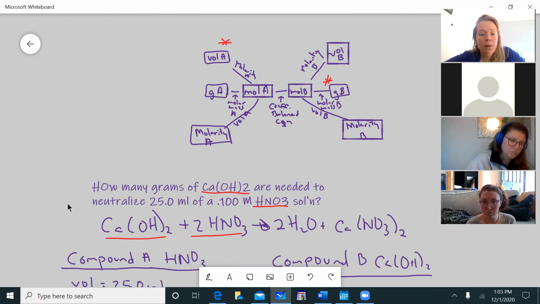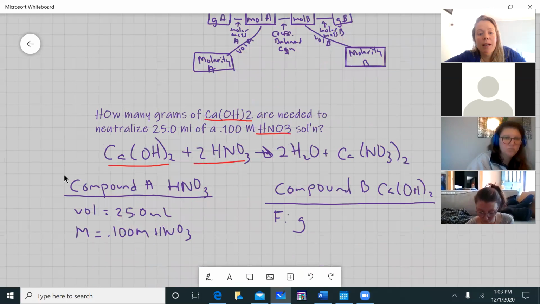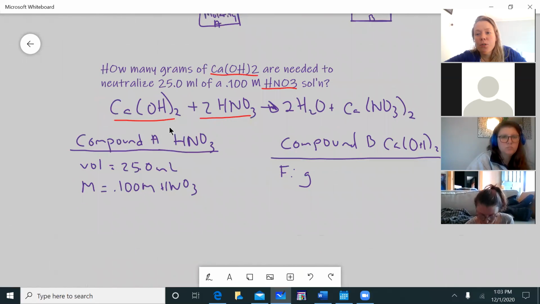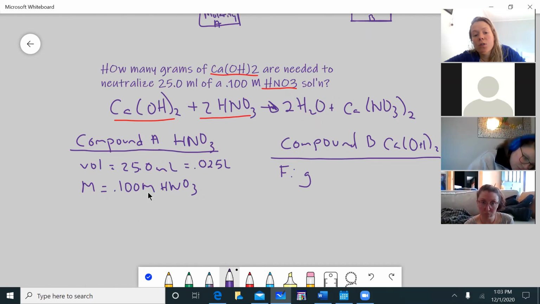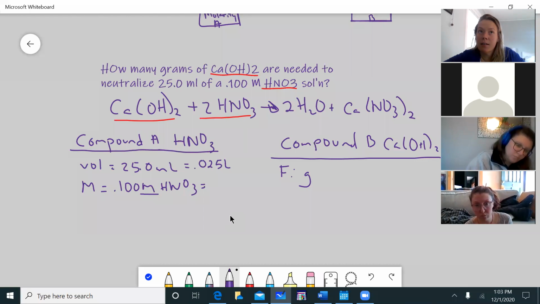So let's start with our volume A. I'll tell you right now, when you're doing solution stoichiometry, if it gives it to you in milliliters, just right off the bat, convert it into liters, because milliliters and molarity are not comparable to each other. So I'm going to say that this is 0.025 liters of solution. Another thing that I like to do is instead of writing my molarity with big M, I'm going to change that into moles per liter because it's just better with stoichiometry.